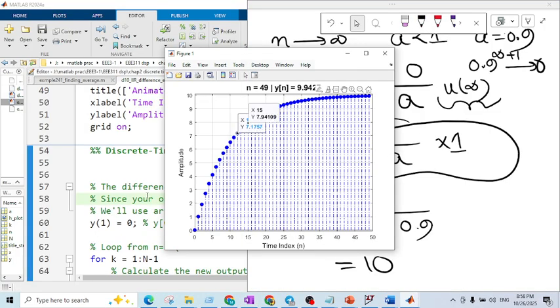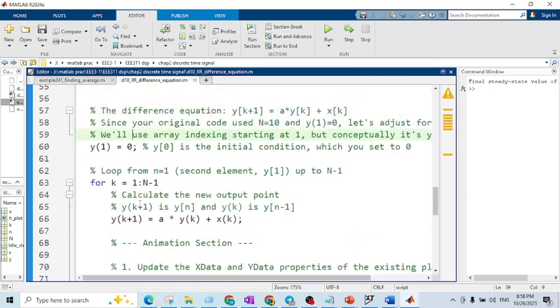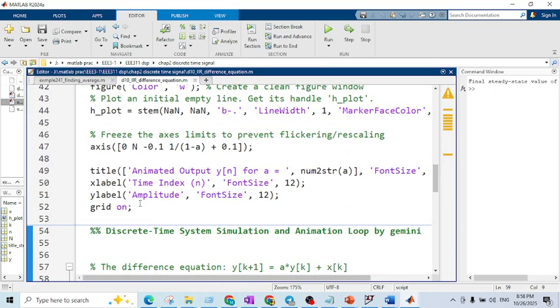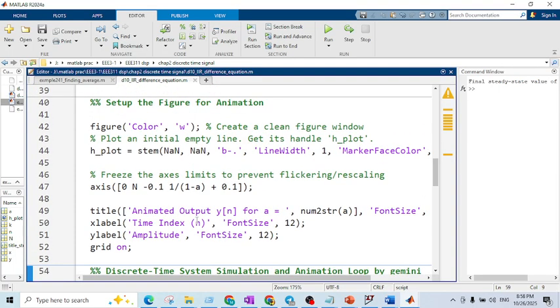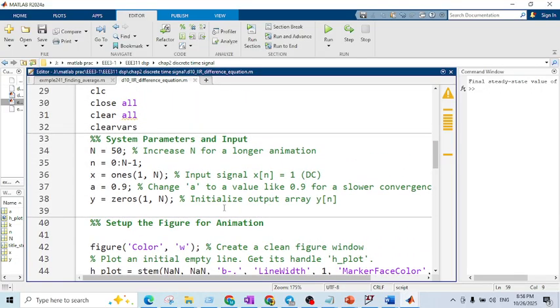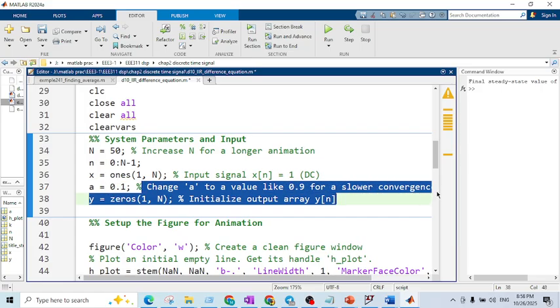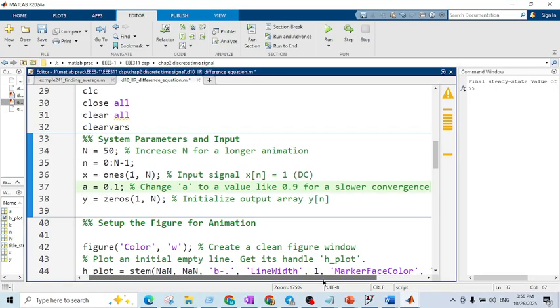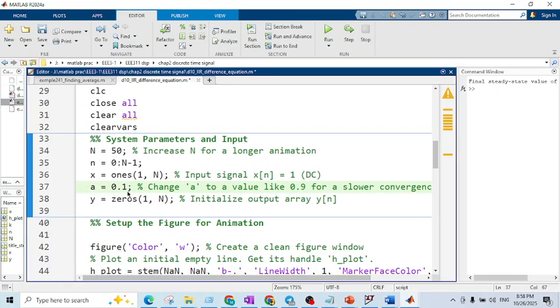Okay, so let me try some other values. I have this code here, and actually this code is from Gemini. Today coding is so easy, right? You have available code, just give the difference equation to Gemini and tell it to write this code. Okay, so let me change this a from 0.9, let me take it 0.1. Gemini also suggested that I change a to a value like 0.9 for slower convergence. So 0.9 means slower convergence, but if I take 0.1, I think it will rapidly go to the steady state or final value. So let's see what happens.